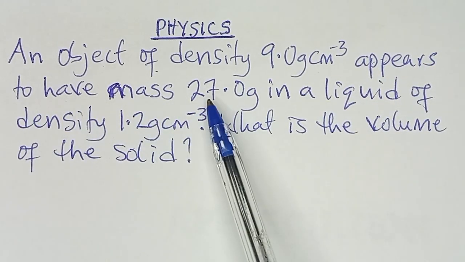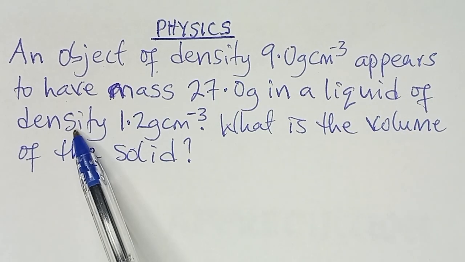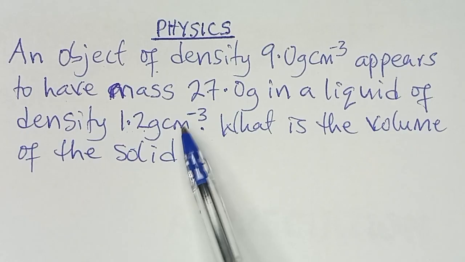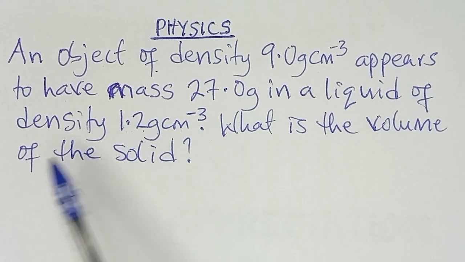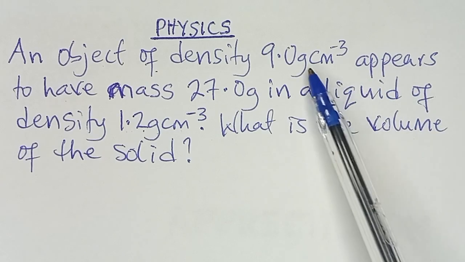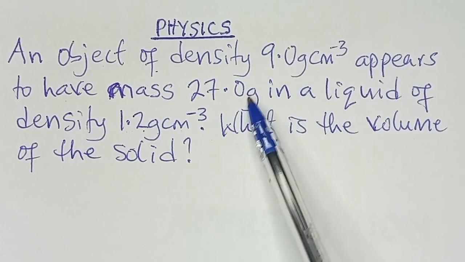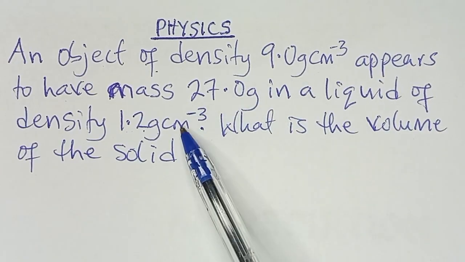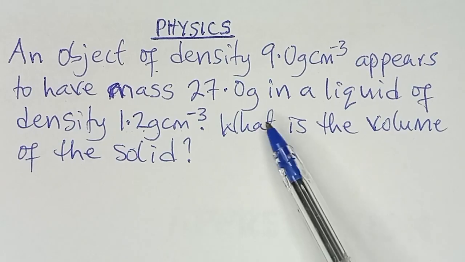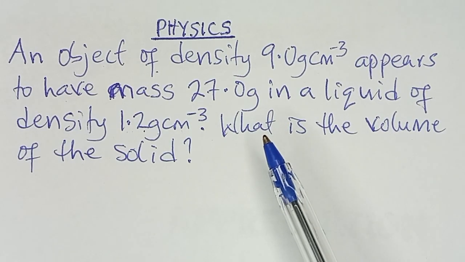The question here today says an object of density 9.0 gram per cm cube appears to have mass 27.0 gram in a liquid of density 1.2 gram per cm cube. What is the volume of the solid? First of all, take note that the masses are in gram and the volume in centimeter cube, so we're not bothering about conversion of units here. We use the values exactly the way they are.